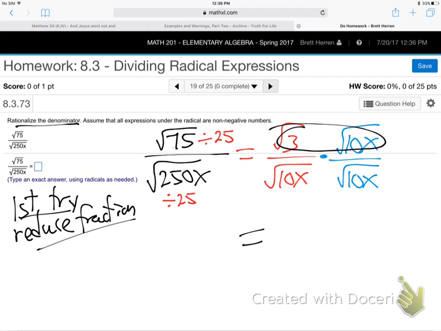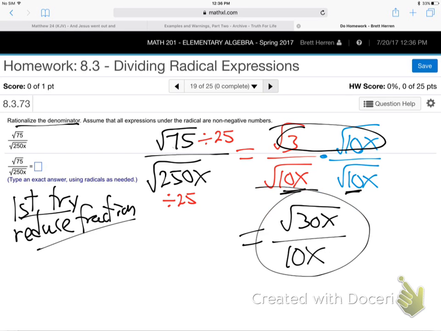Top, you just multiply them together. No big deal. Root 30x, who cares? The bottom, you got 2 10s in the root, 1 10 out. Got 2 x's in the root, 1 x out. There we go. Is that good? See how we got a 10x out of the root on the bottom? Because we had 2 10x's in?